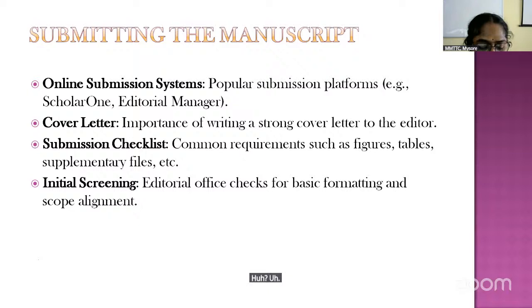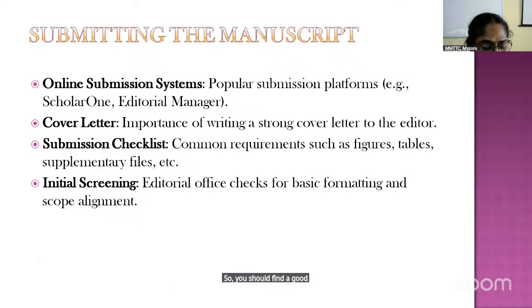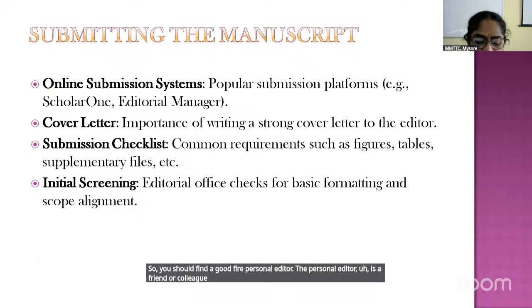You have to find a personal editor. He will be the editor and a writing buddy. That means your co-author. A co-author is a writing buddy. Personal editor, you are senior, so you should find a good personal editor. The personal editor is a friend or colleague who is already a successful writer and who is willing to work with you on your writing. Okay, you should find a personal editor.